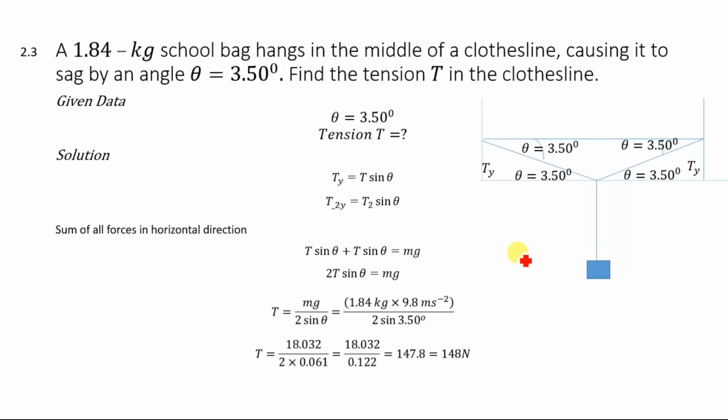Now we are going to solve numerical number 3, which is: a 1.84 kilogram school bag hangs in the middle of a clothesline, causing it to sag by an angle theta equal to 3.50 degrees. Find the tension T in the clothesline. This is the clothesline. This bag hangs from this clothesline and it is making an angle of 3.50 degrees on this end. Similarly, the angle on the other end will also be equal to the angle on this side. So we have this new triangular shape.